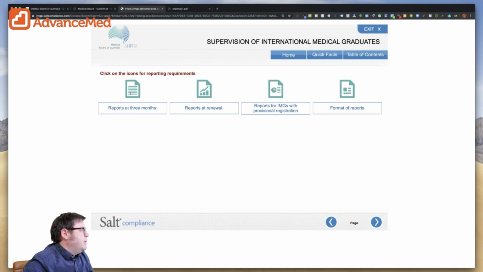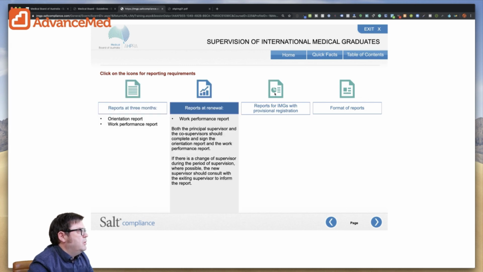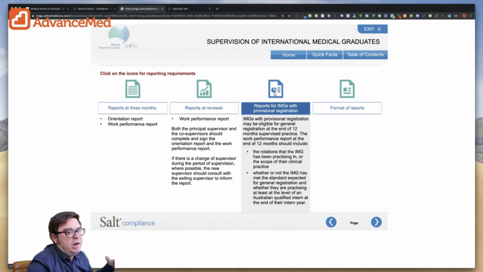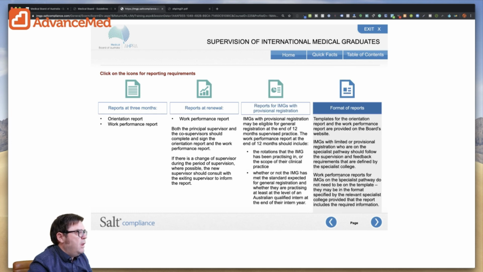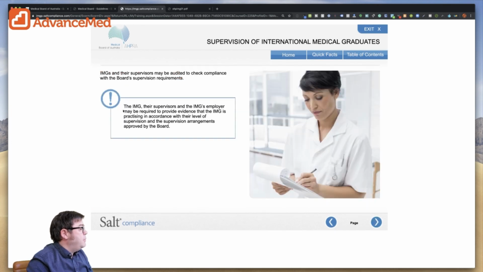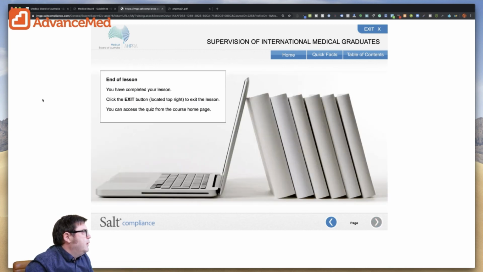And then information about the reporting requirements, 3 months renewal. You do have to check in more regularly, and this is just the number of times you have to go back to the medical board. They do have templates for completing these. And there is an audit process. I'm pretty sure we might be close to the end of this module because it follows the structure of the guidelines. End of lesson. Click the exit button to exit the lesson.